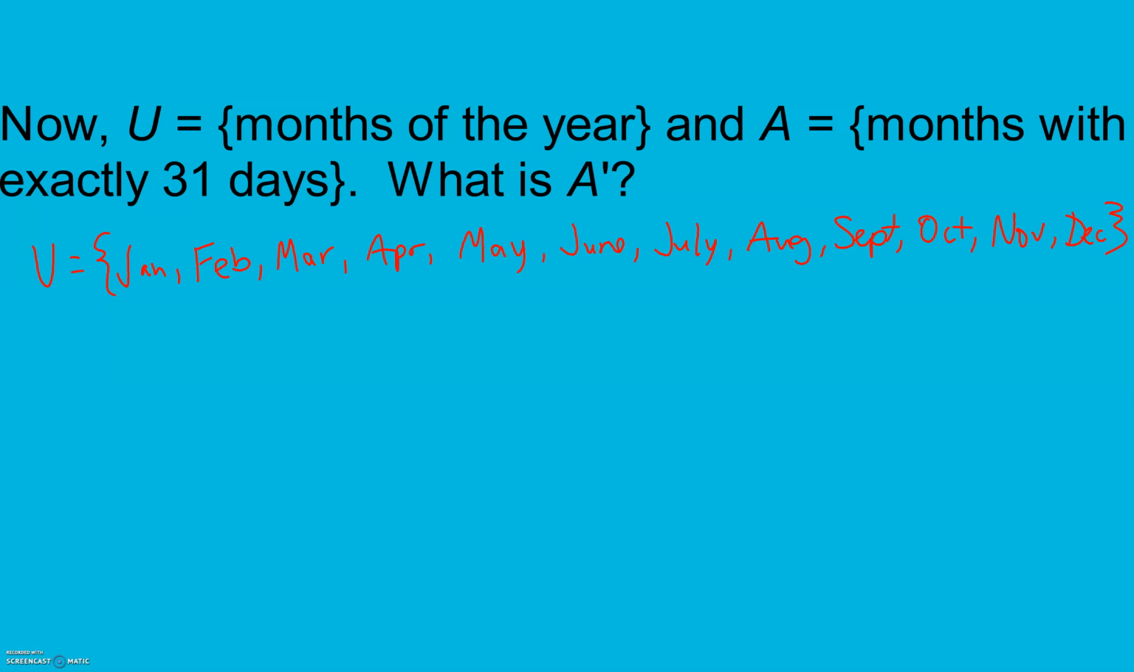We want the months with exactly 31 days to be in A. So January has 31 days, March has 31 days, May has 31 days, July, August, October, and December have exactly 31 days. Which means our complement, A prime here, are the months that don't have exactly 31 days. They're everything that's left over.